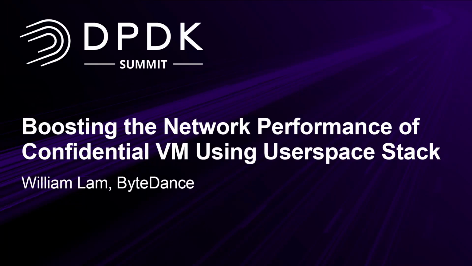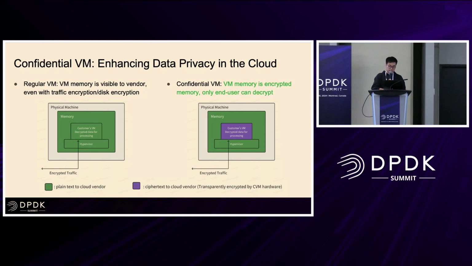But anyway, I will still provide a little bit of context, maybe more from a technical point of view, to get us started. On the left-hand side is what we still commonly have nowadays: a regular VM where its memory is visible to the vendor, even with traffic encryption or disk encryption enabled for the VM. On the right-hand side, in the confidential VM case, we have a VM where its memory is encrypted, in the sense that the host is unable to understand the data sitting within the VM.